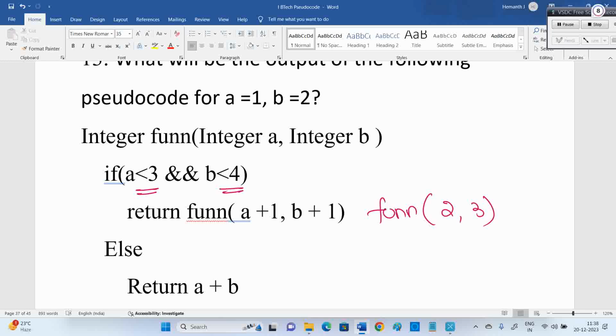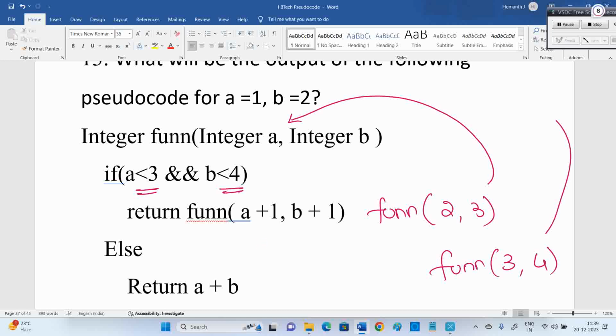It's simple. Listen, here written function means I have to go for this function again. But what's the input now? 2, 3. Now, is 2 less than 3? Yes. Is 3 less than 4? Yes. It will return what? 2 plus 1, 3. 3 plus 1, 4. Again this will enter into this loop. If I enter, what will happen? Is 3 less than 3? Is 4 less than 4? False. Means I have to return A plus B.